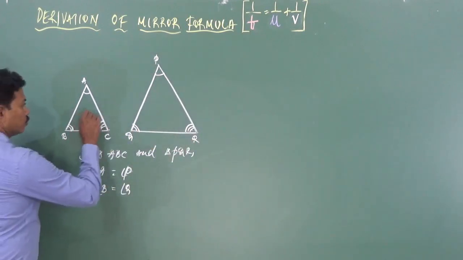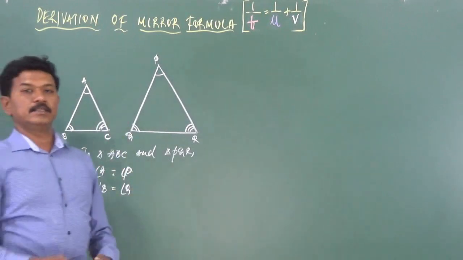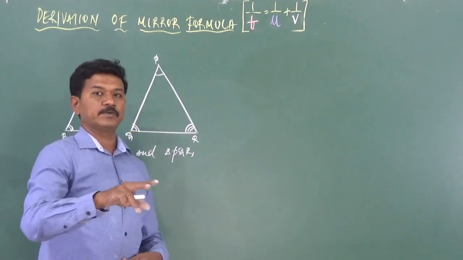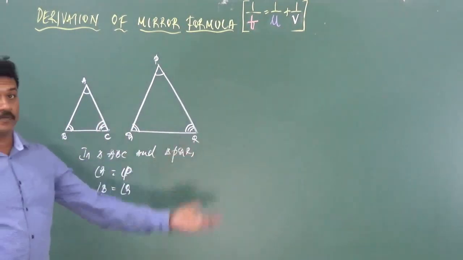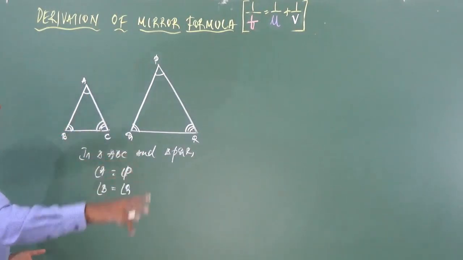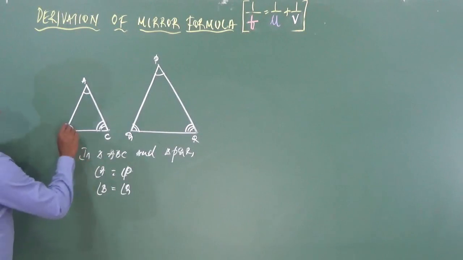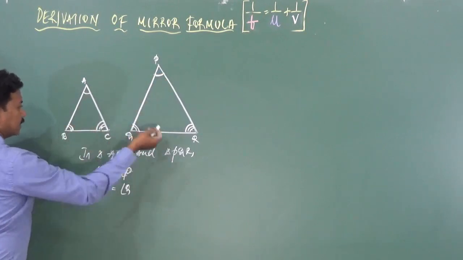So in order to prove that these two triangles are equiangular, it's enough to show that two pairs of corresponding angles are equal. There is no need to show that the third pair of corresponding angles is also equal. We just have to show that two pairs of corresponding angles are equal. So this is the first pair and this is the second pair of angles.